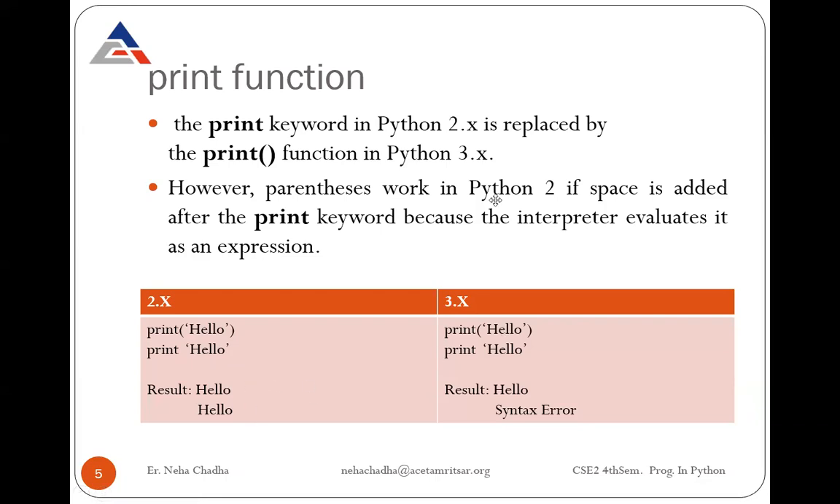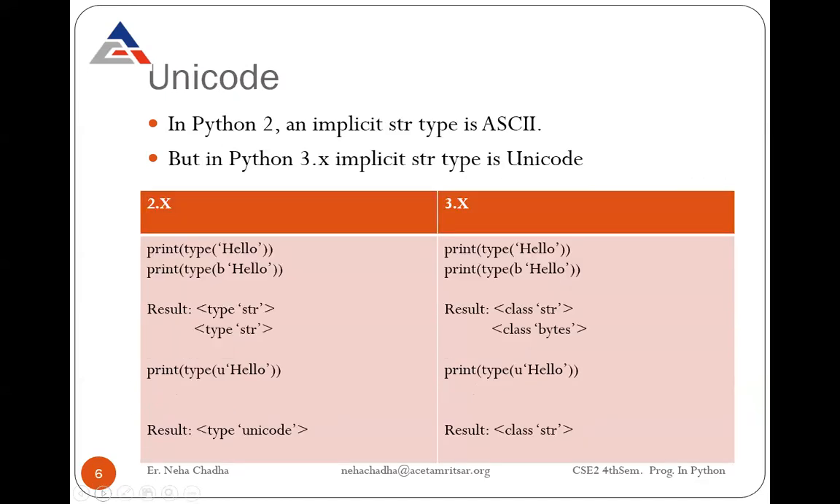But with the same thing, if I go with 3.x and write in round brackets, my result will be hello. But if I print hello with just a space, I will get a syntax error. This syntax is not accepted in 3.x. It is only accepted in the previous version. The next difference is Unicode.